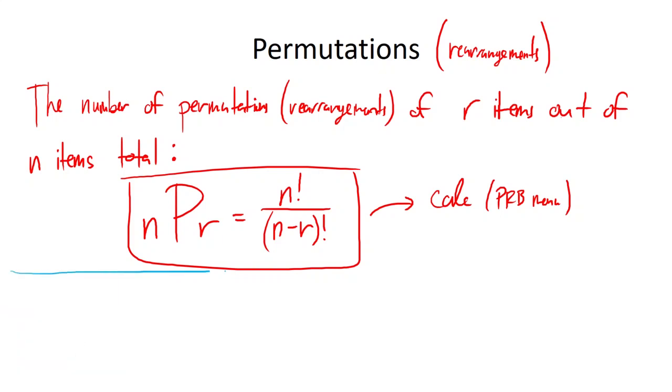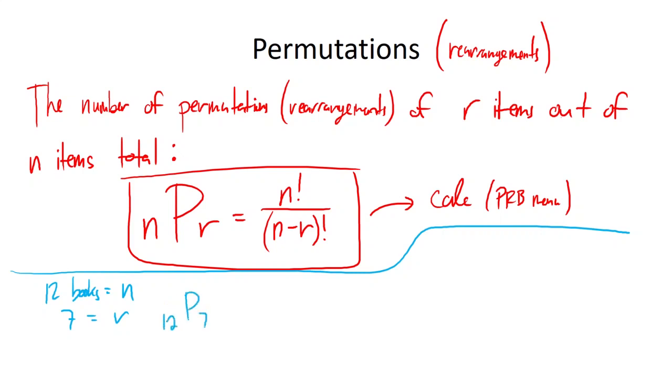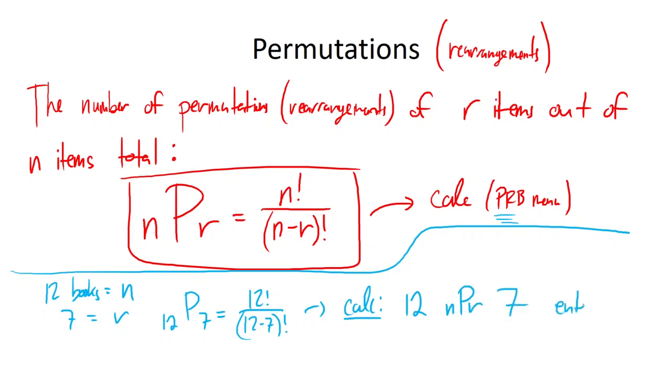So in your calculator, if you look at the last example where there were 12 books, that'd be our N, and we were picking 7 of them, that would be our R. So we'd be calculating 12P7. If you were going to do it by the formula, it would be the way I wrote it on the last slide. But in your calculator, you just type in 12, go to your PRB menu, get the NPR button, type in 7, and hit enter.